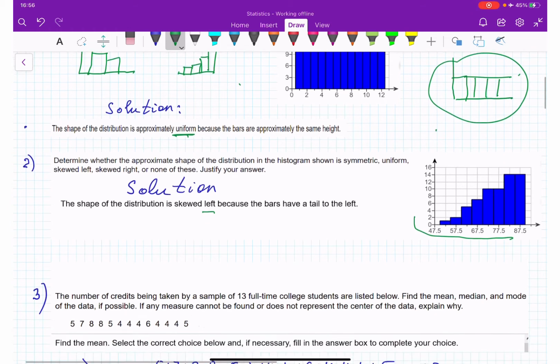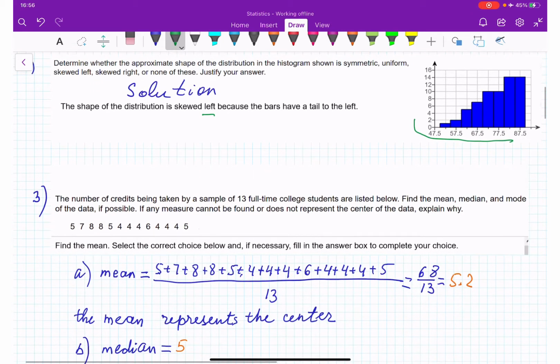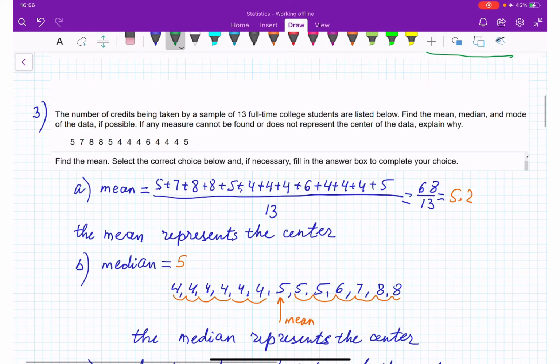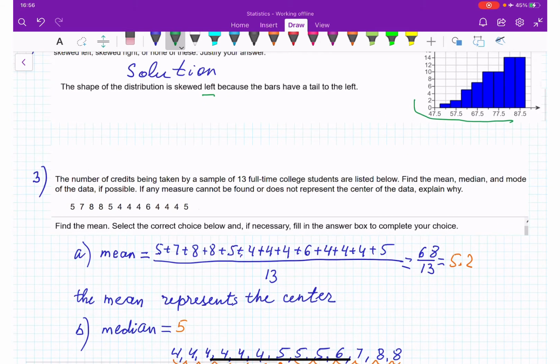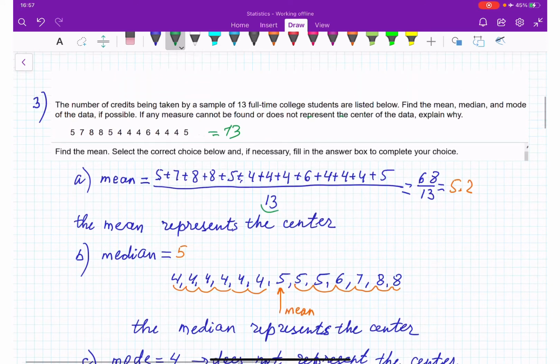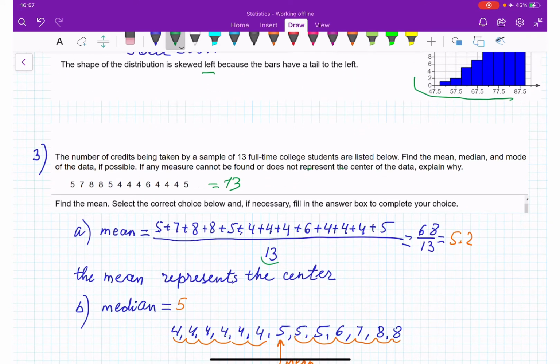Question number 3. Okay, we are getting to the mean and median. The number of credits being taken by a sample of 13 full-time college students, so we have 13 elements in the database total, are listed below. Find the mean, median, and mode. Yeah, we have mode also. So first of all, mean.